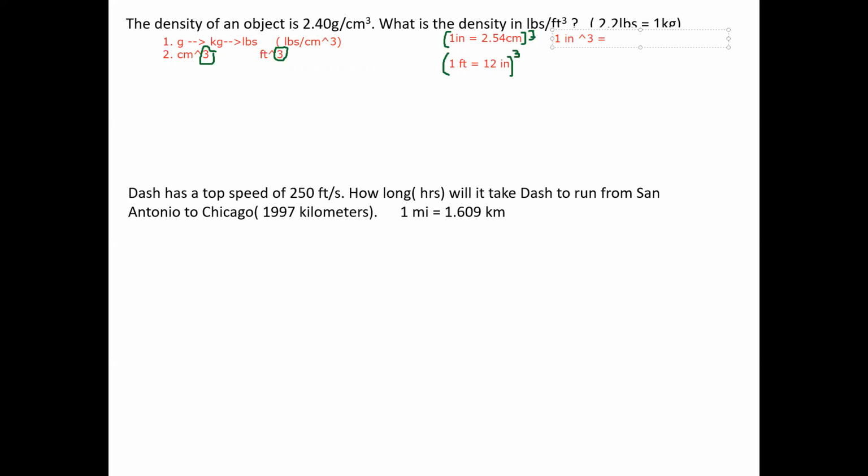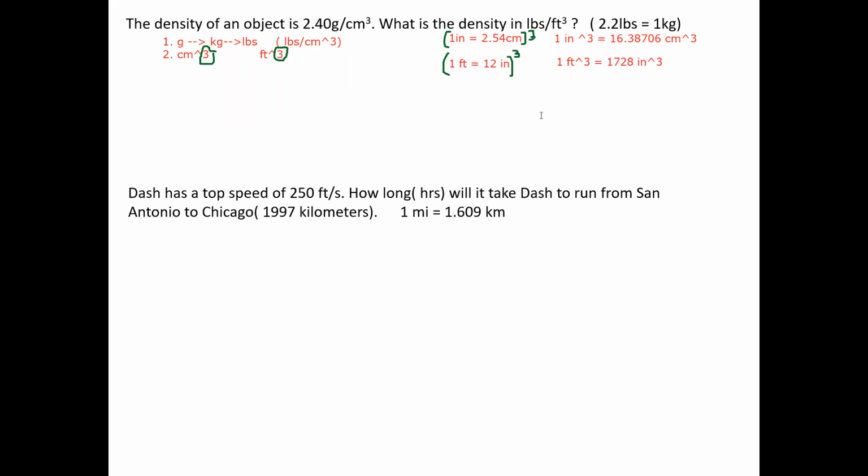equals 16.38706 centimeters cubed. And if you don't have the cube option on your calculator, you can just multiply the number 3 times and you'll get the cube. So 1 foot cubed is taking 12 cubed. This is 1728 inches cubed.